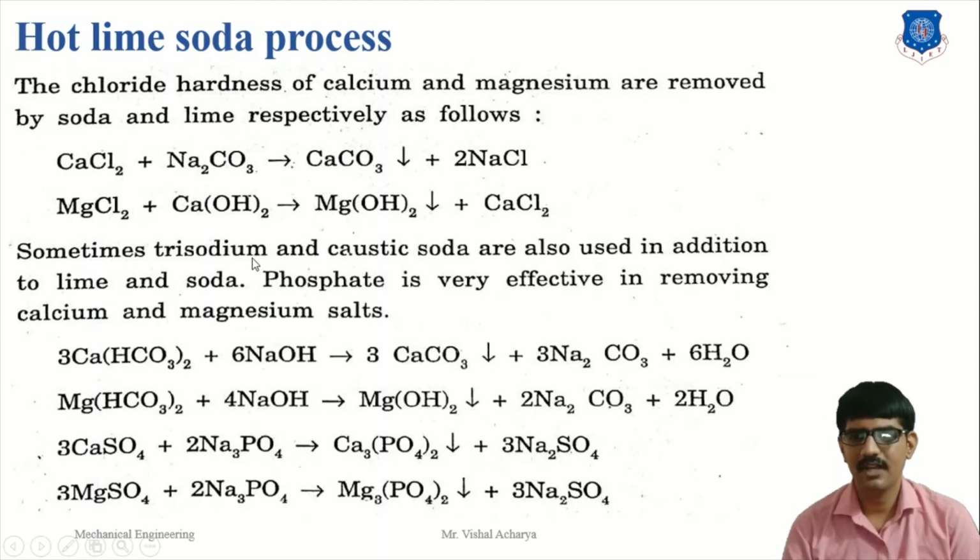Sometimes trisodium phosphate and caustic soda are also used in addition to the lime soda process. Phosphate is very effective in removing calcium and magnesium salts. It removes calcium carbonate, magnesium hydroxide, calcium phosphate and also magnesium phosphate.